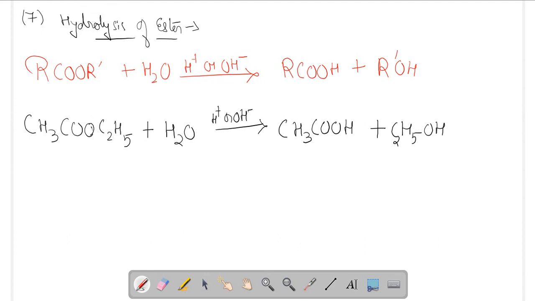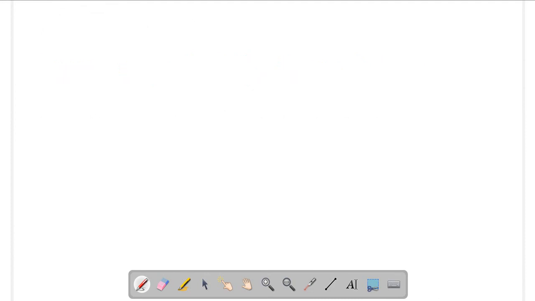Next is the physical properties. Okay, these were the last preparation methods. Next is the physical properties of the carboxylic acid.